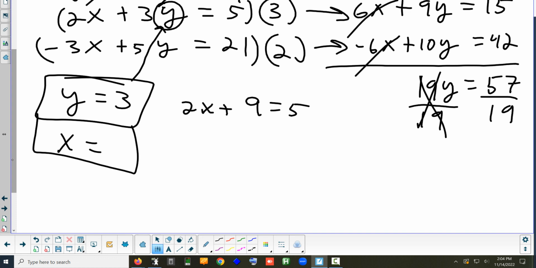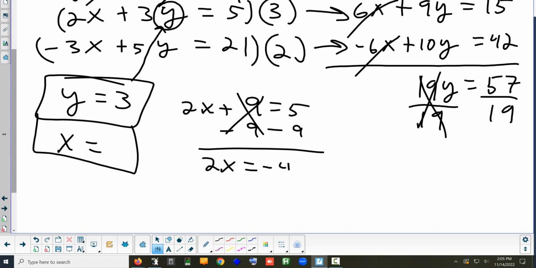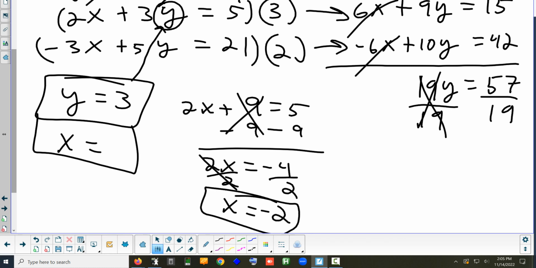Curtis, what would I do next? Subtract 9. And 5 minus 9 is going to give me negative 4. Divide by 2. x equals negative 2. Any questions on that?